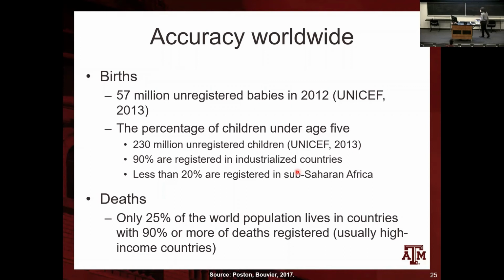Deaths: only 25% of the world population lives in countries with 90% or more of deaths registered. And usually the countries that have at least 90% of deaths reported to the government, to a public agency, are usually developed countries, high-income countries, okay?